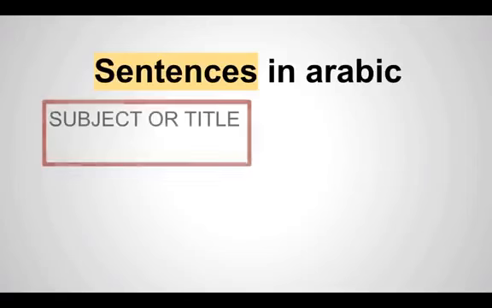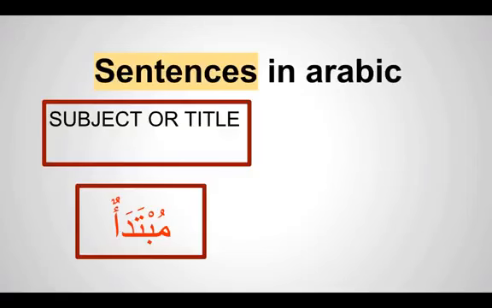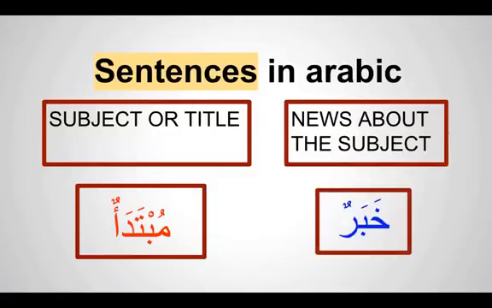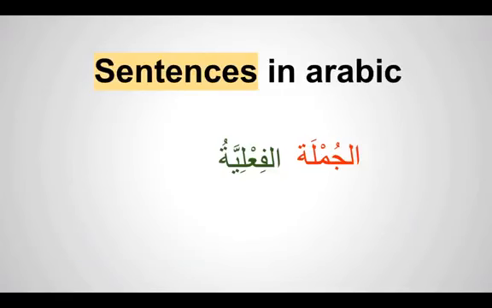So in Jumlatul Ismiya, we're looking for a subject, which we call Mubtada, and we're looking at what is the news about that Mubtada, what is happening, which is called Khabar. And in Jumlatul Fi'liya, we're looking at a few different things. We're looking at the action. What is the action and who is doing the action, which is called, we're looking at the fi'l and we're looking at the fa'il.